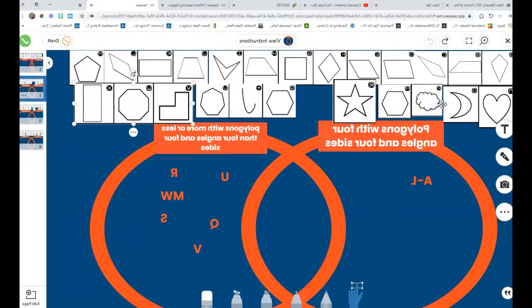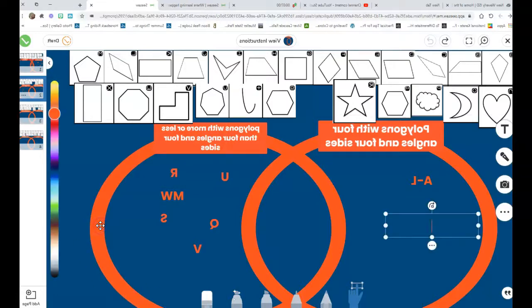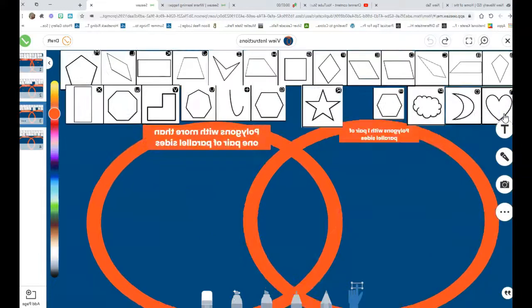Okay, well, let's look at X. Does it have 4 sides? Yes. Does it have 4 angles? So where would it go? Good, over here. X. Okay. Now the next one you had to sort was polygons with 1 pair of parallel sides. And then over here, polygons with more than 1 pair of parallel sides. Who can tell me what parallel means?